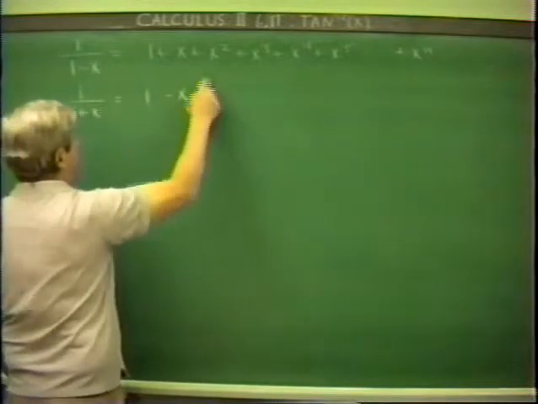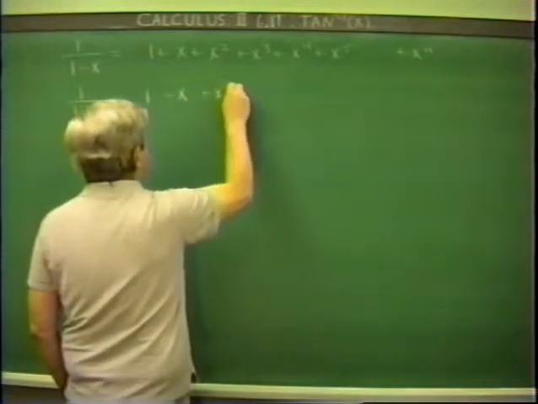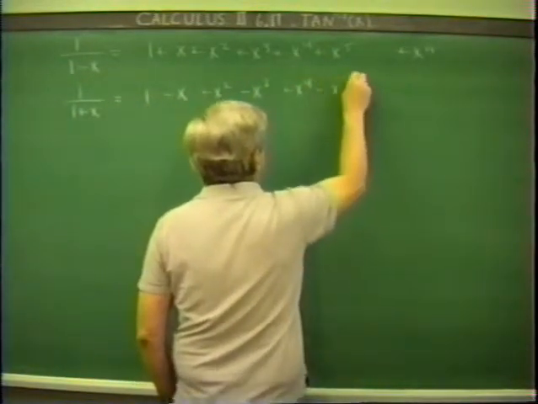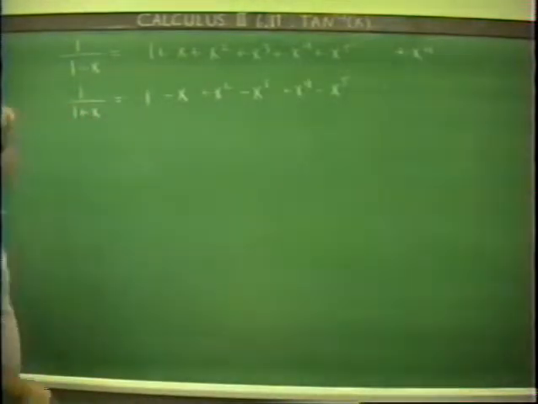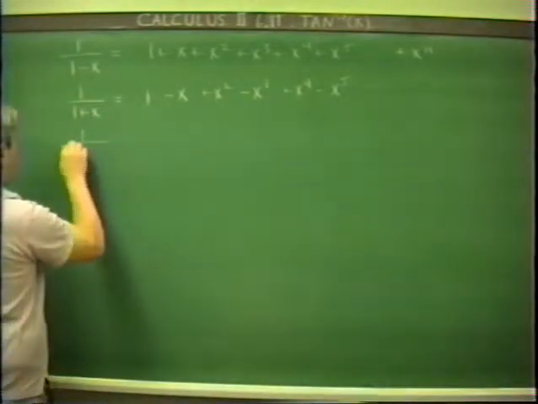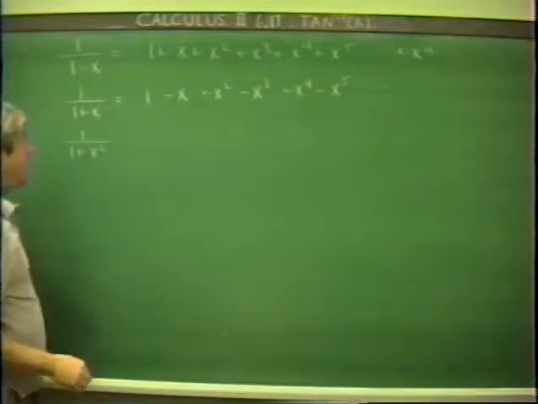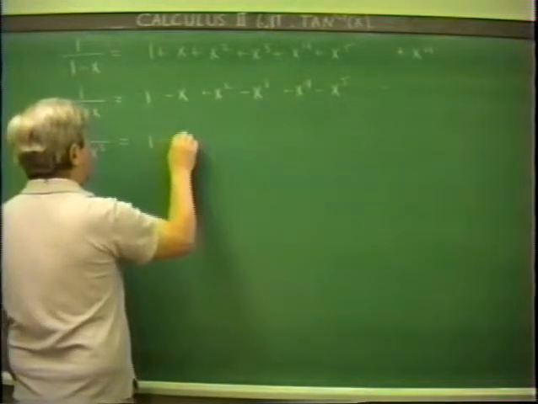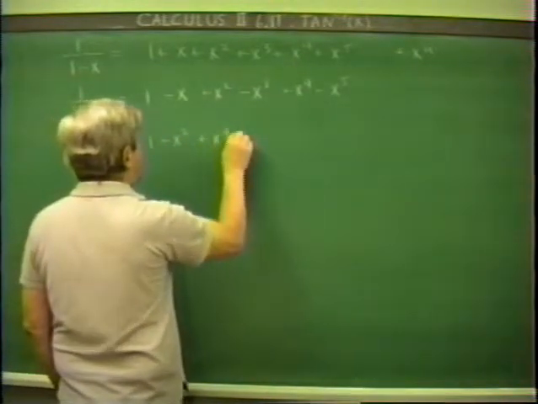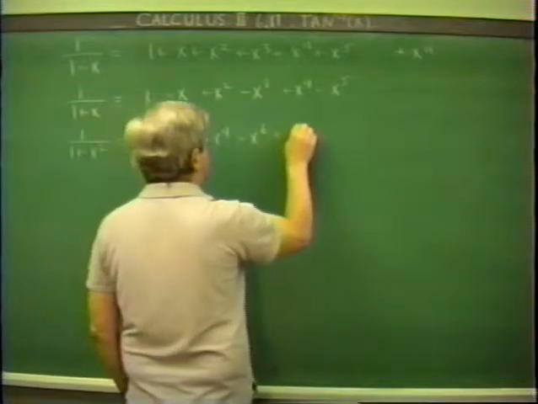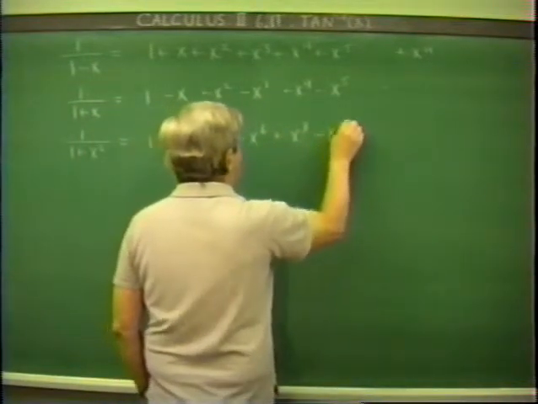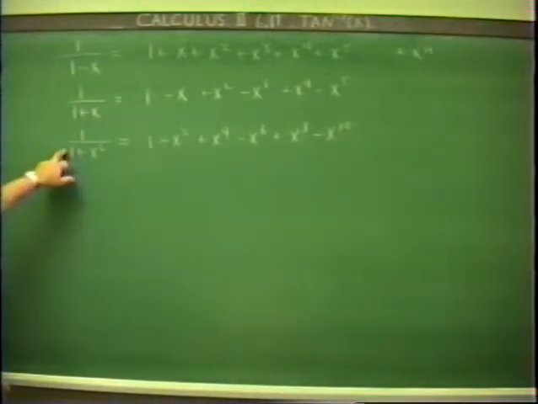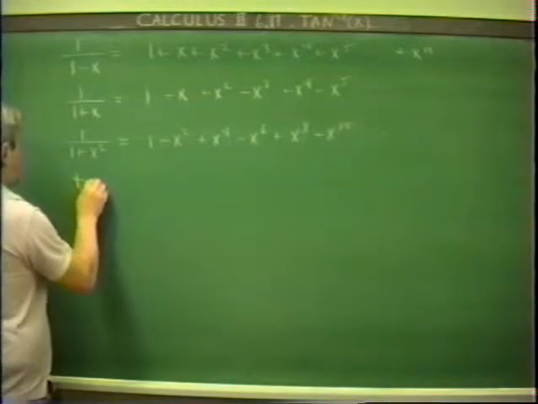So 1 over 1 plus x is equal to 1 minus x plus x squared minus x cubed plus x to the fourth minus x to the fifth and so forth. We put a minus x in here. Let's put x squared in here for x, so we get 1 over 1 plus x squared, which is equal to 1 minus x squared plus x to the fourth minus x to the sixth plus x to the eighth minus x to the 10th, and so forth here.